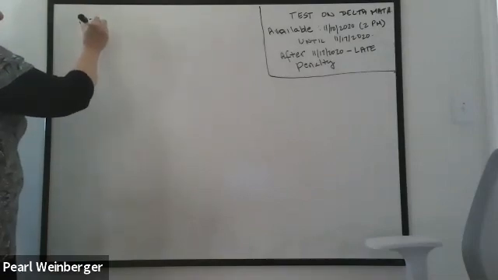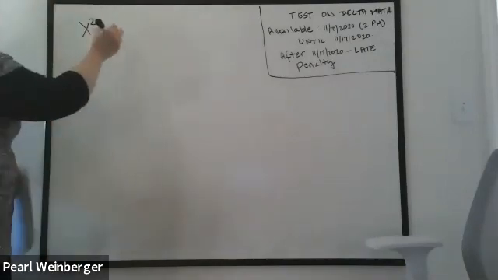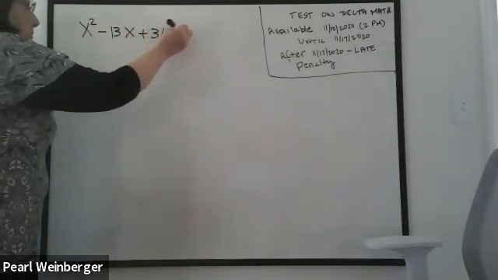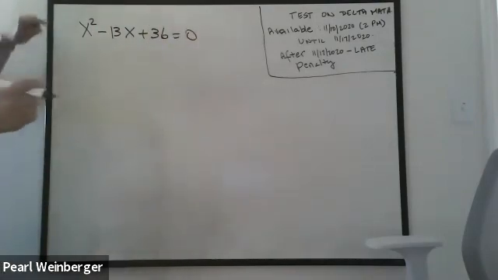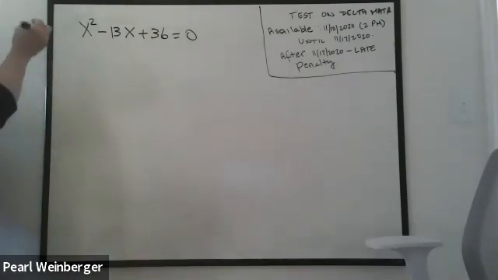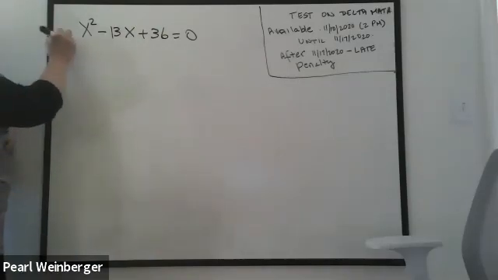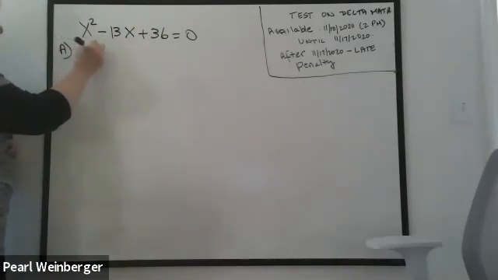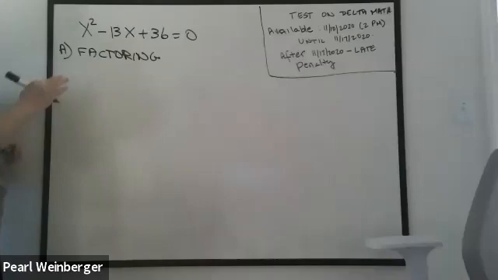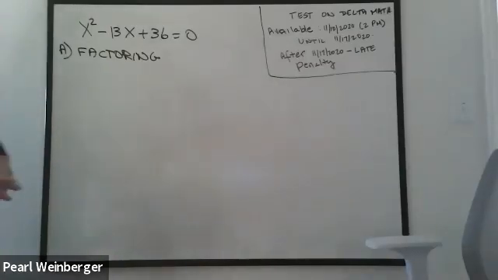This equation is x squared minus 13x plus 36 equals 0. Remember, we realize it's a quadratic equation because it has this x squared. The first method we learned back when we first learned how to factor is what I call the factoring method. Let's call this the factoring method. I'm going to have to be erasing some of these as I go along because I just need the space.